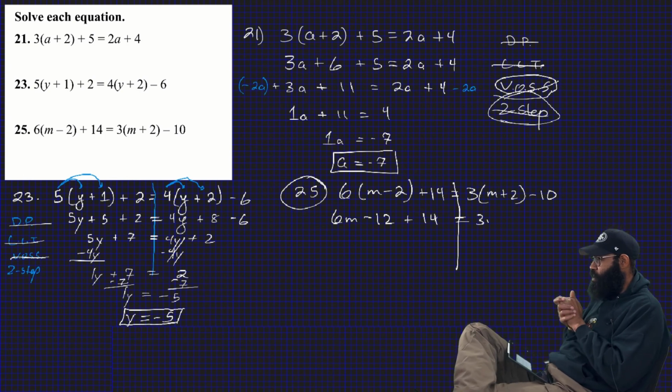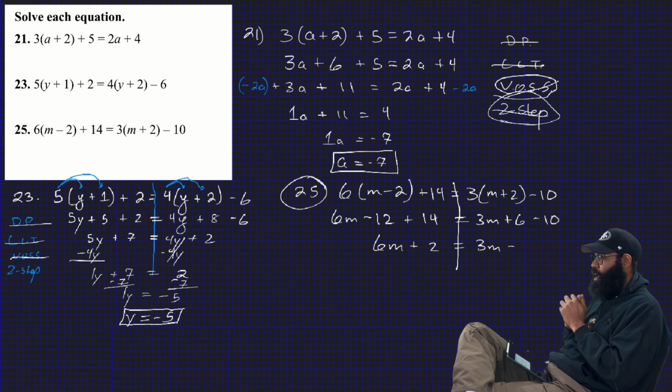Looking good so far. 6 times m and 6 times negative 2. 3 times m and 3 times 2. Oh, what am I doing now? I'm recognizing my like terms. Negative 12 plus 14. And on this side, 6 minus 10.